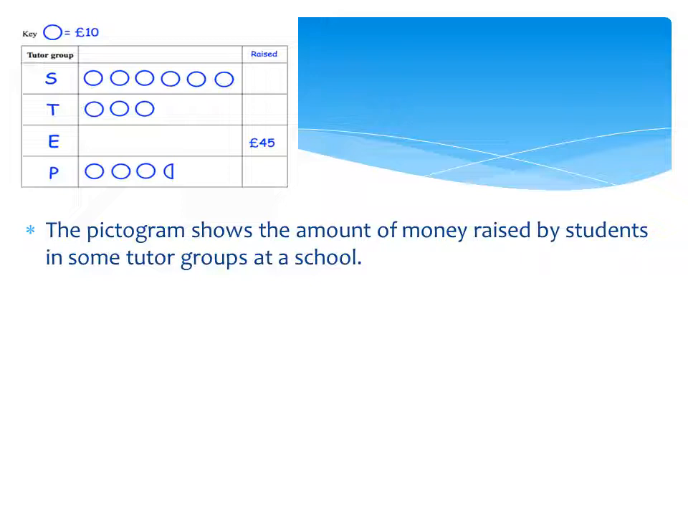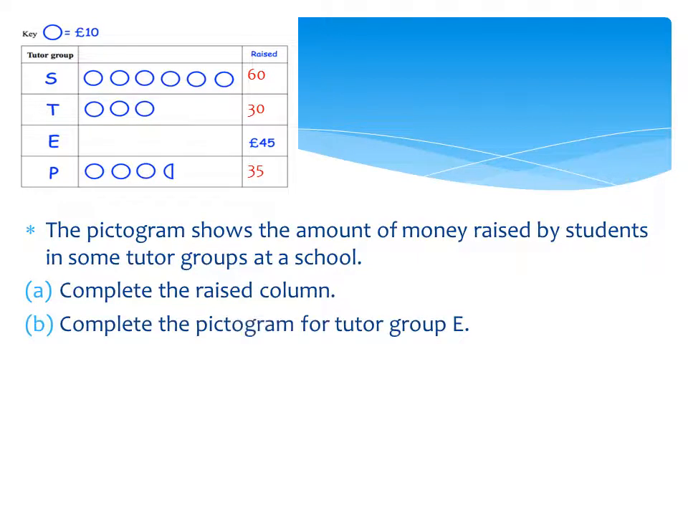Another example, now each circle represents 10 pounds. The pictogram shows the amount of money raised by students in some tutor groups at a school. Complete the raised column. So if each circle represents 10, for the S we have 60 because it's 6 circles.